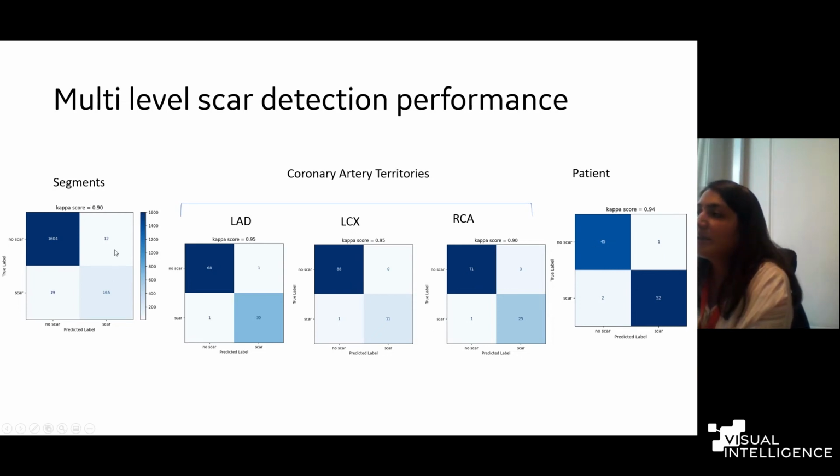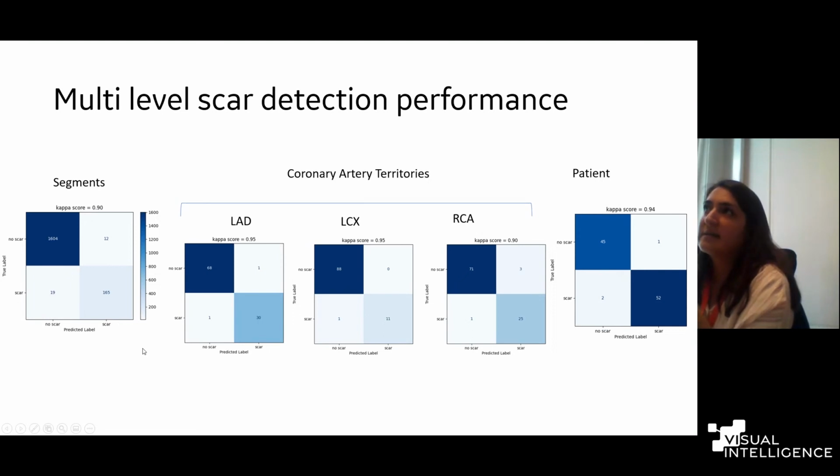And when we look at the segments and look at the no scar and scar predictions, the confusion of them, we actually have a total of 1,800 segments, right? Because we have 100 patients and each of them has 18 segments. That's why we see here that the numbers add up to 1,800, and we see that the majority of the segments were classified correctly.